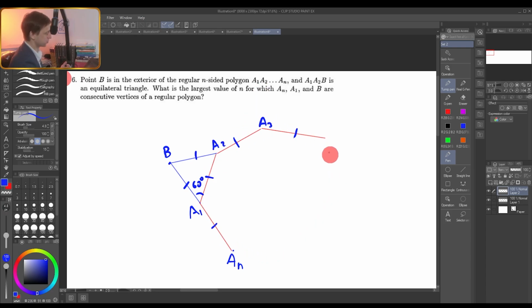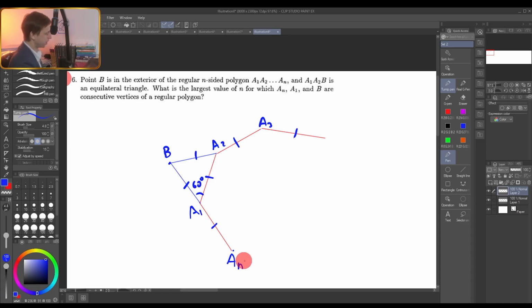And what we are also asked is, what is the largest value of n, the largest number of vertices of this polygon, such that An, A1 and B are consecutive vertices of a regular polygon. Probably some other regular polygon. So there exists some other regular polygon such that An, A1, and B are consecutive vertices of another polygon. Well, the idea is very simple.